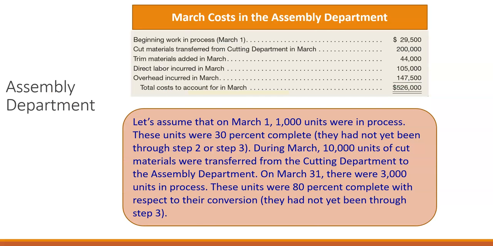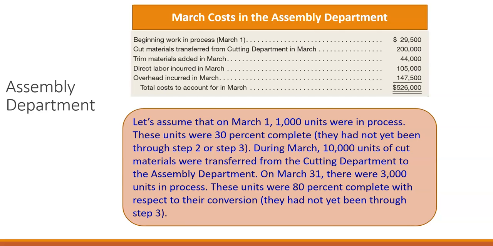Now we're going to look at the assembly department. We have a lot of information here about the assembly department. We have our beginning work in process costs on March 1st. The materials, those $200,000 in materials, were transferred from the cutting department. And then the materials we add during assembly and the direct labor and overhead costs that we use in the assembly department during the month of March.